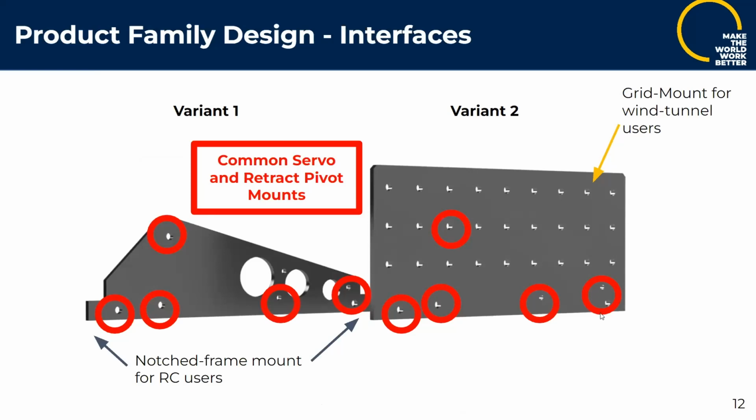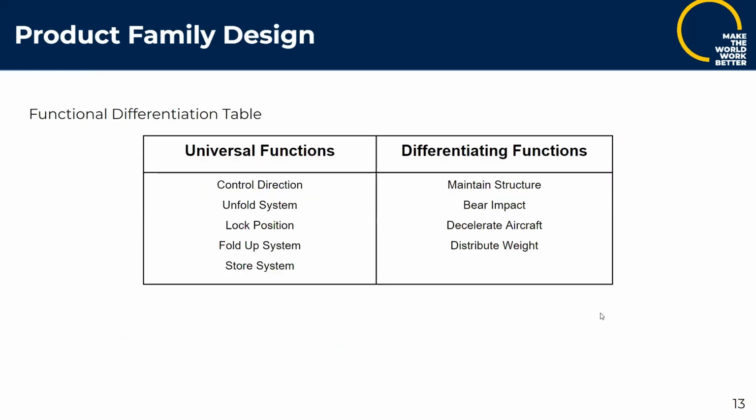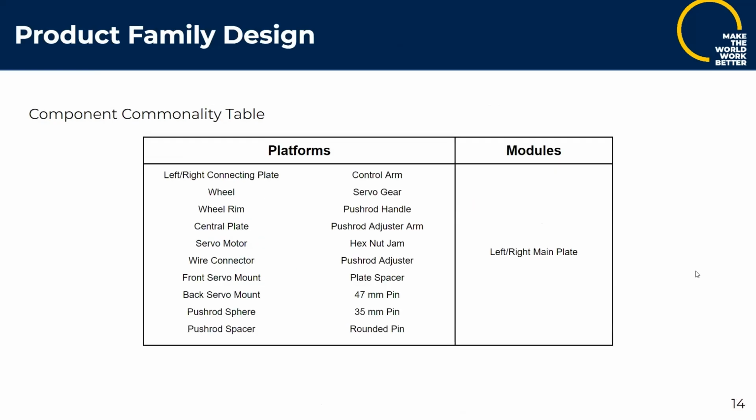So to determine which parts need to be modules and platforms, we took the functions from the function component mapping matrix and decided whether they need to be universal or differentiating. And once we did that, we were able to decide which parts could be platforms and which could be modules. As you can see, the only module part in our entire assembly is the left and right main plate.